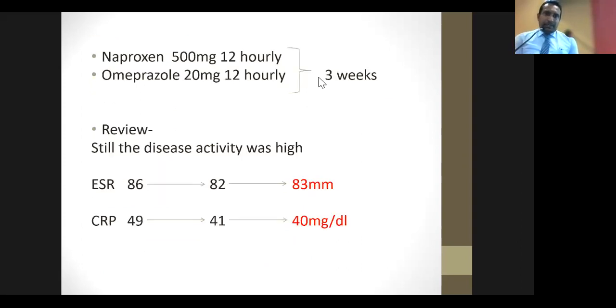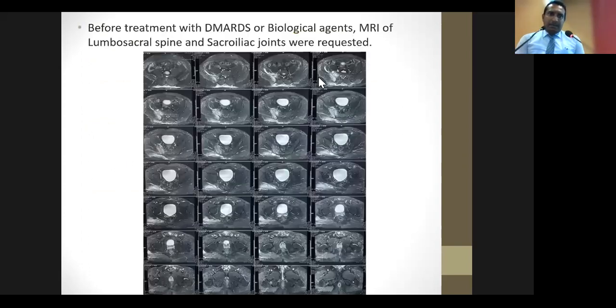So we changed to a more potent NSAID, which was given for 3 weeks with gastric protection cover. And we reviewed him again, but still the disease activity scores were high, and the ESR and CRP were also remaining at the same level. So before treating him with DMARDs or biological agents, we thought of getting an MRI of the lumbosacral spine and sacroiliac joints.